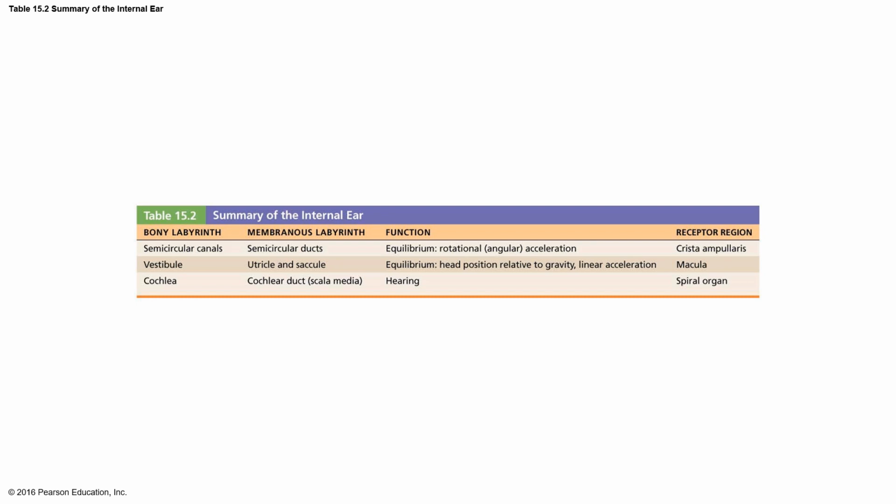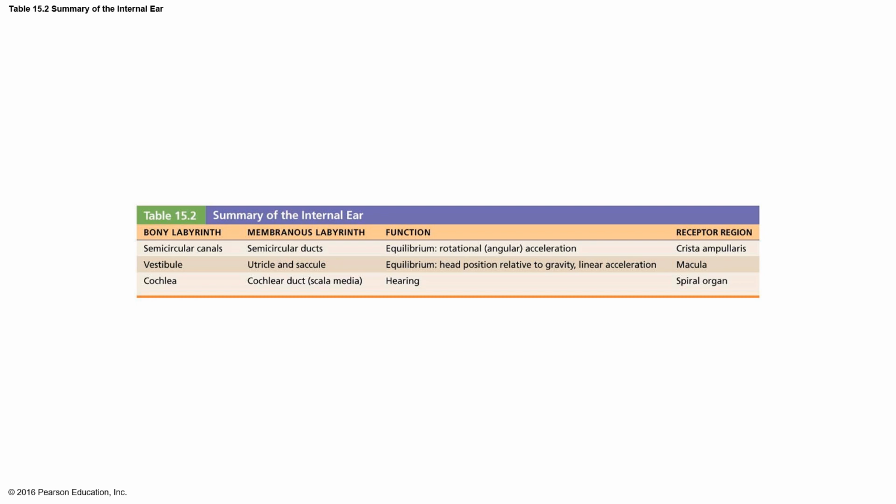So summary here for our internal ear. So the bony labyrinth of the semicircular canals, we've got semicircular ducts as the membranous part. Their function is for equilibrium and specifically rotational or angular acceleration, and their receptor region is the crista ampullaris. The bony labyrinth of the vestibule correlates to the membranous labyrinth of the utricle and the saccule, and this function is for equilibrium, head position relative to gravity, and linear acceleration, so think elevator and car. And then the receptor region is going to be the macula.